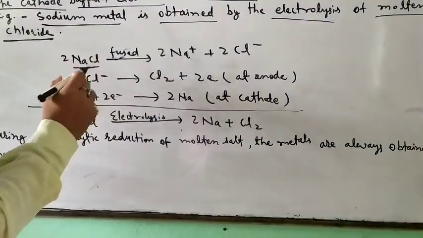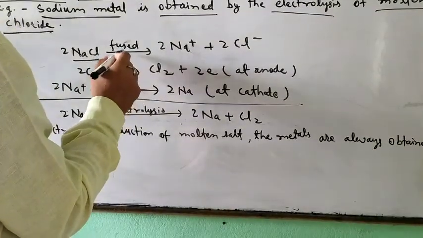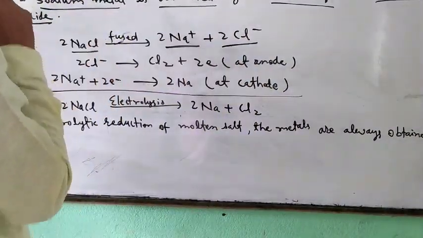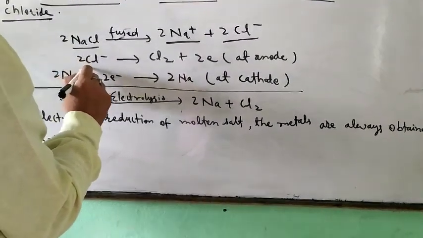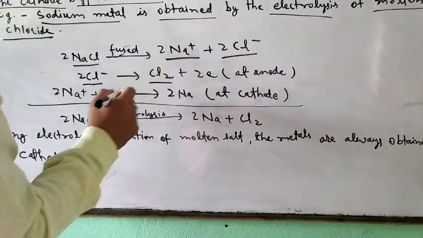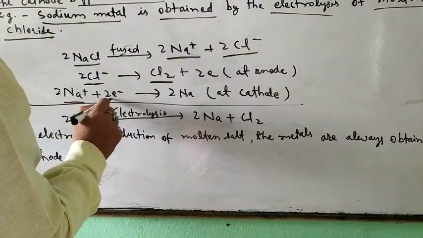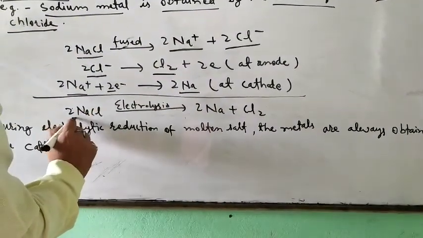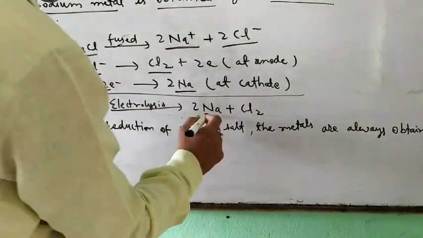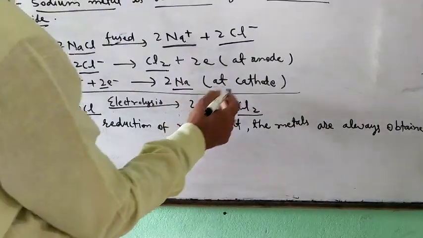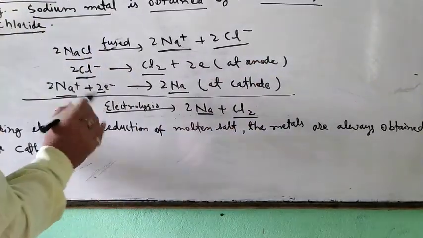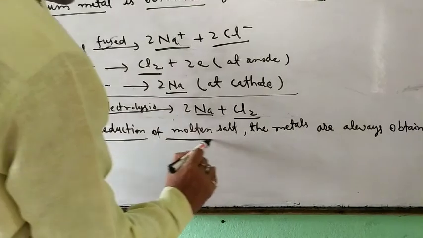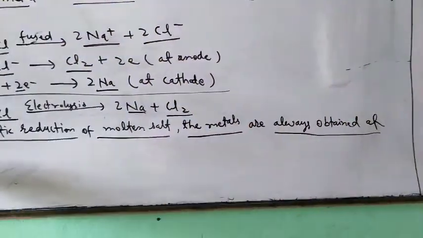Molten sodium chloride, when supplied with electricity, splits up into sodium ion and chloride ion. Chloride ions give up electrons and form chlorine gas. These electrons, when accepted by sodium ions, give sodium metal at the cathode. So the overall reaction for electrolysis of pure sodium chloride is NaCl gives Na plus Cl2. That means sodium is separated at the cathode and chlorine gas is released at the anode. This process is mainly for highly reactive metals, and during electrolytic reduction of molten salt, the metals are always obtained at the cathode.